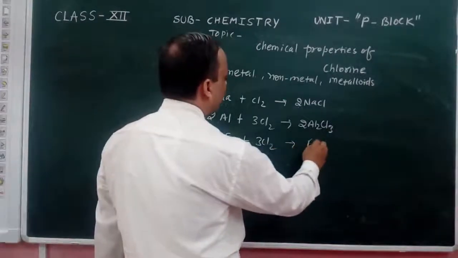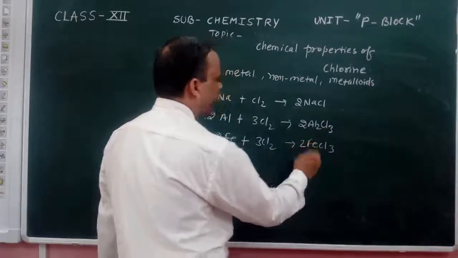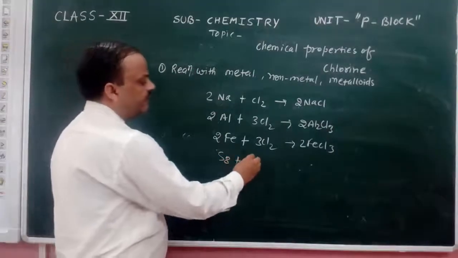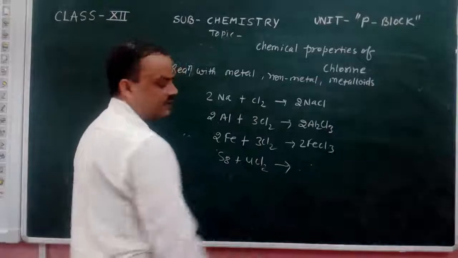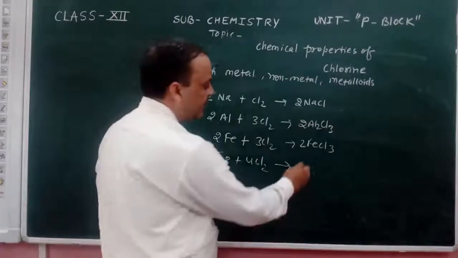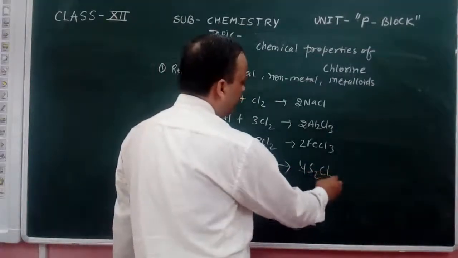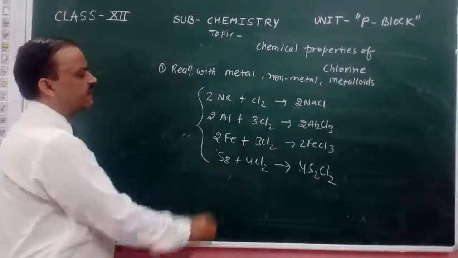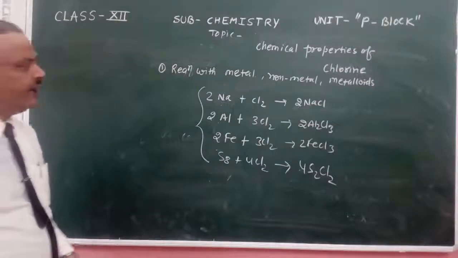When we react iron, Fe, with chlorine, we get FeCl3. If we react hydrogen sulfide with chlorine, then in this reaction we have H2S plus Cl2. So this is the reaction which we have in this.